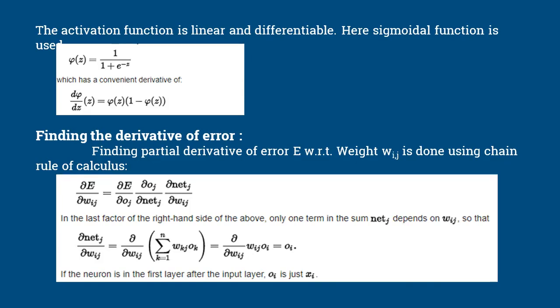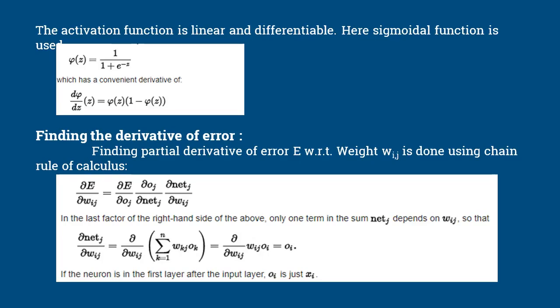We have the formula for net input to j is equal to the sum of wkj into ok for all k. Now this term turns out to be oi. Oi is the output of the previous layer neuron whose weight is wij. If the neuron is in the first layer, after the input layer, oi is just equal to xi, or the input.